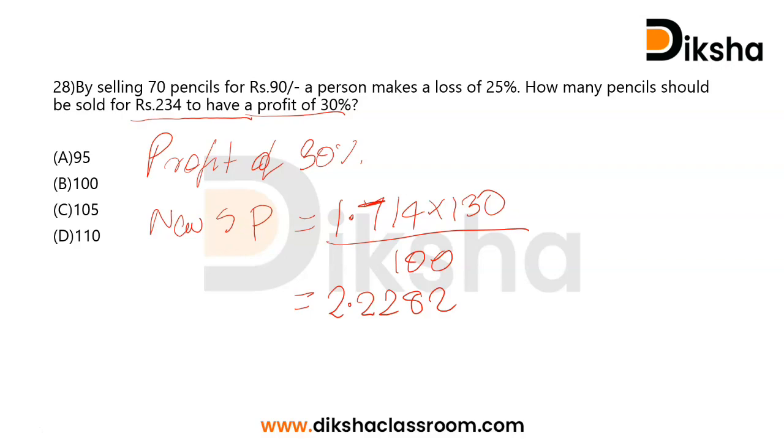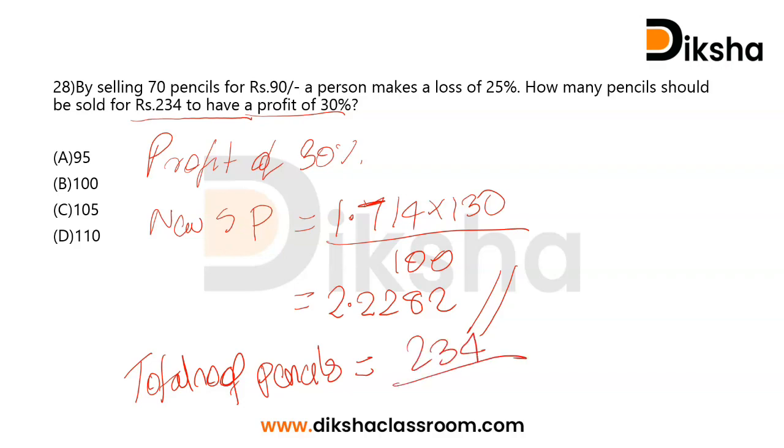Okay, now the question is, how many pencils should be sold for 234? If you sell one pencil for 2.2282, you will have a 30% profit. So the total number of pencils will be 234 by 2.2282, you get it as 105. So you have option C, 105 as the correct answer.